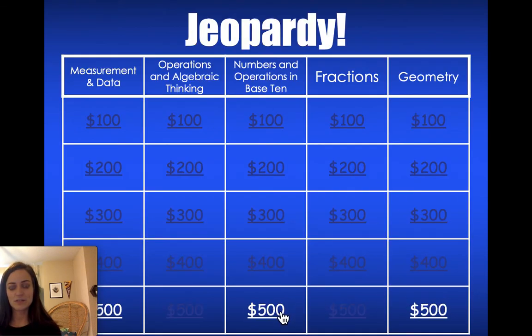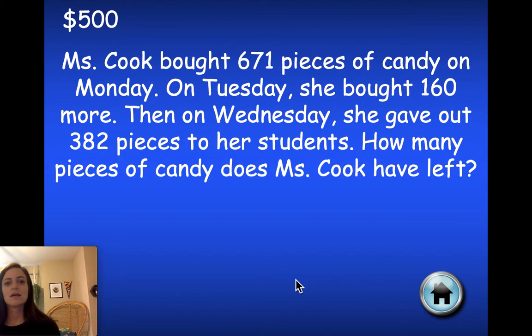Okay, let's do numbers and operations in base 10. Miss Cook bought 671 pieces of candy on Monday. On Tuesday, she bought 160 more. Then on Wednesday, she gave out 382 pieces to her students. How many pieces of candy does Miss Cook have left? So this is a 2-step word problem. Go ahead and pause the video, find your answer, and click play when you're ready to get $500.